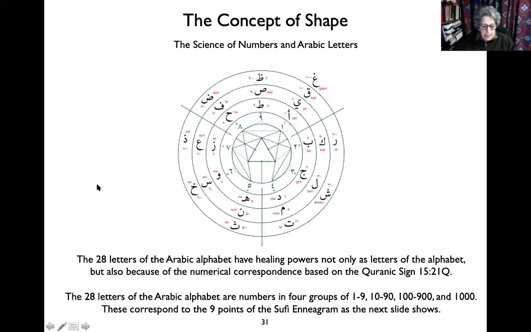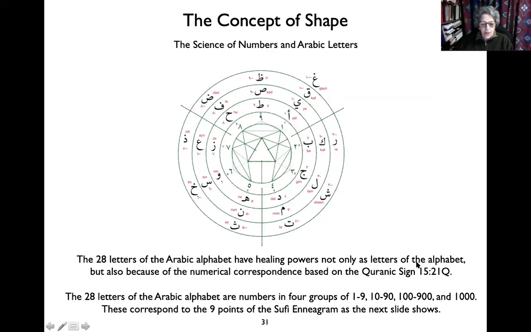So the 28 letters of the Arabic alphabet are numbers in 4 groups of 1 to 9, 10 to 90, 100 to 900, and 1000. These correspond to the 9 points of the Sufi Enneagram. For this drawing, I'm very grateful to Brother Ahmad who drew this because originally it hadn't been correct. The letters had not been correct and he corrected them. So it's based on the Abjad system as we go around the circle. And then the numbers are as they are.